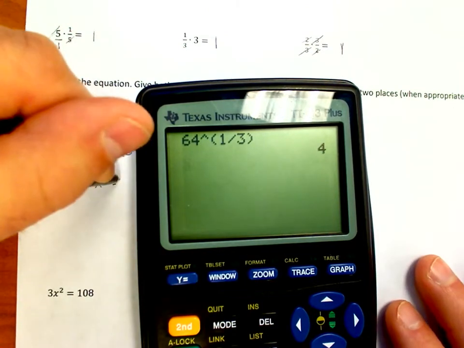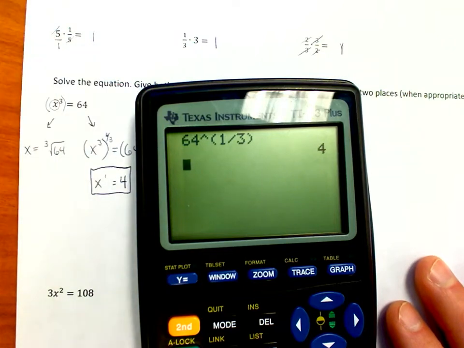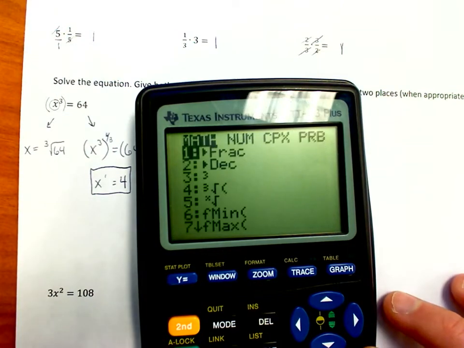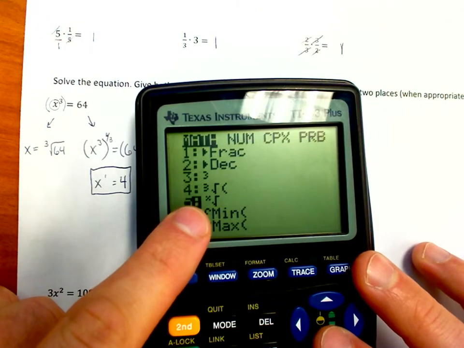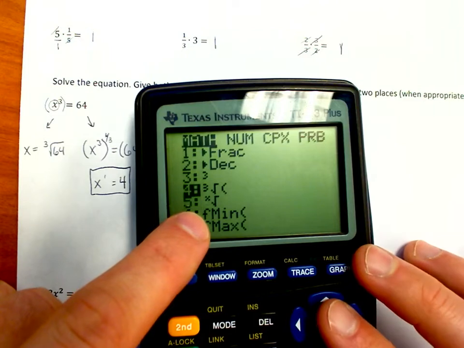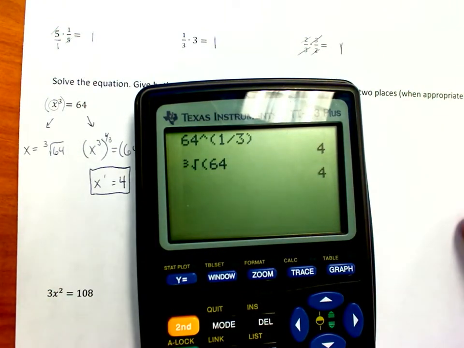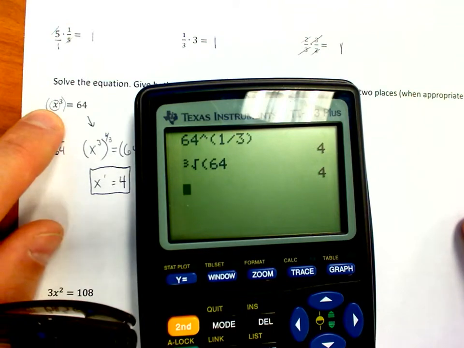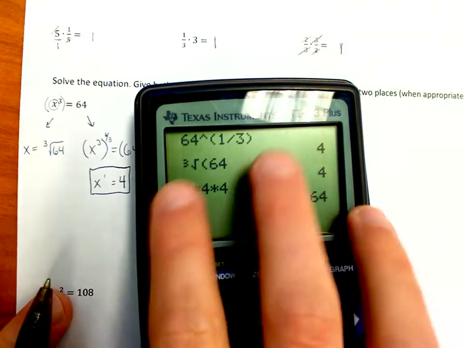The answer is 4. If I don't want to do it that way, I have to use the math menu, and either use option 4, which is the cube root button, or type a 3 in and choose the any root, the nth root. We talked about that yesterday. So the cube root of 64, I can also get 4 that way. Either way, it's 4 cubed that I have for 64. 4 times 4 times 4 is 64.